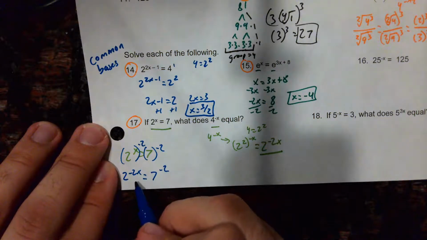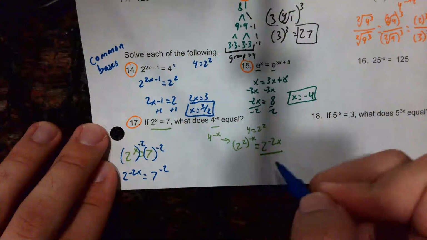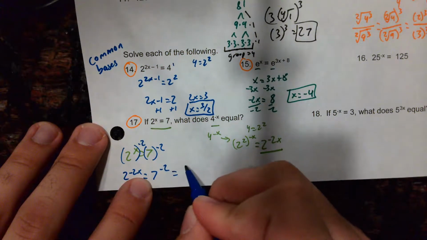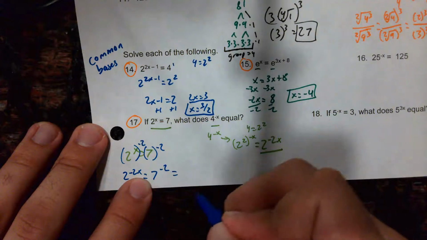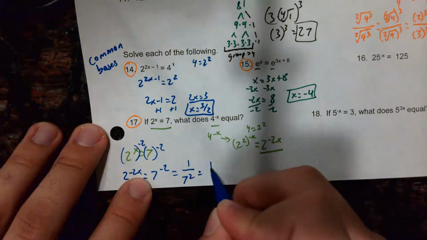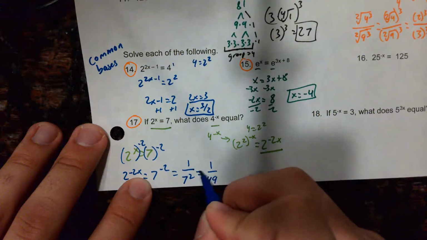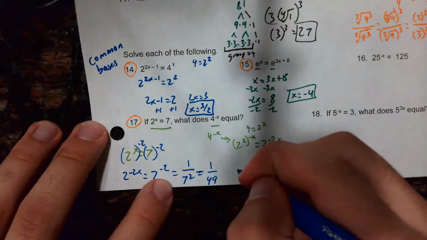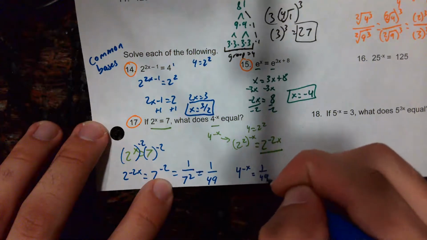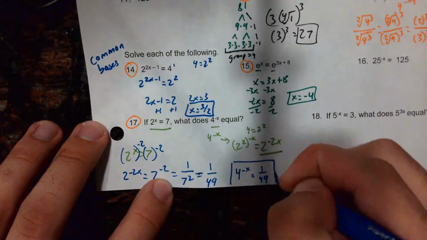2 to the negative 2x is really just 4 to the negative x, what we were trying to find anyways. And now I can simplify 7 to the negative 2. It's a negative exponent, so I need to move it to the denominator. That becomes 1 over 7 squared, which is just 1 over 49. So 4 to the negative x equals 1 over 49, based on this rule here.